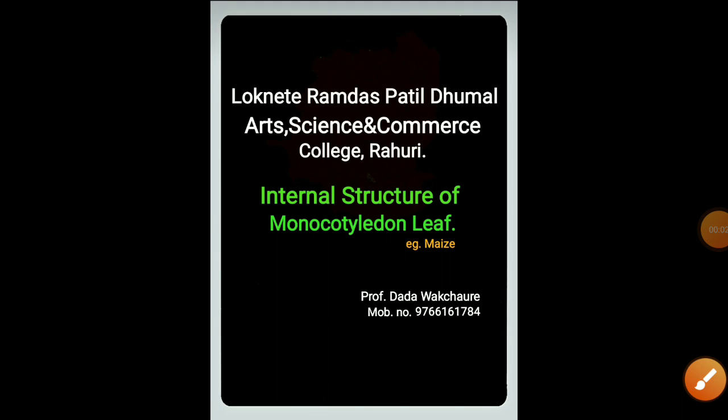Friends, today we are going to study the internal structure of the monocotyledon leaf. The typical example of a monocotyledon leaf which we are going to visualize is the maize. Other examples of monocotyledon leaves are sugarcane, maize, jawar, rice, wheat, bamboo. These are examples of monocotyledonous leaves which are very long and broad.